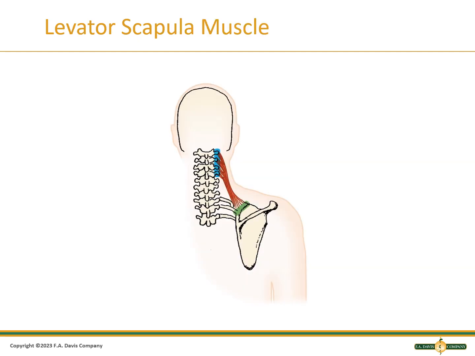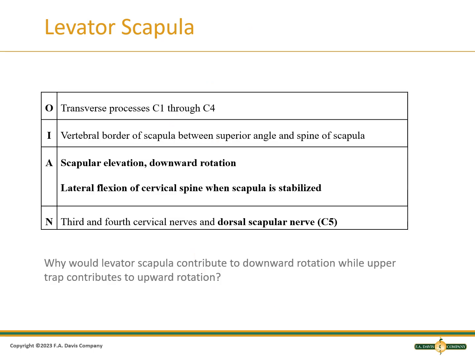Levator scapula sits just deep to the upper trap muscle. It originates on the transverse processes of C1 through C4 and inserts on the vertebral border of the scapula between the superior angle and the spine of the scapula. It acts to cause scapular elevation and downward rotation, and when the scapula is fixed, it causes lateral flexion of the cervical spine. It's innervated by the third and fourth cervical nerves and the dorsal scapular nerve.